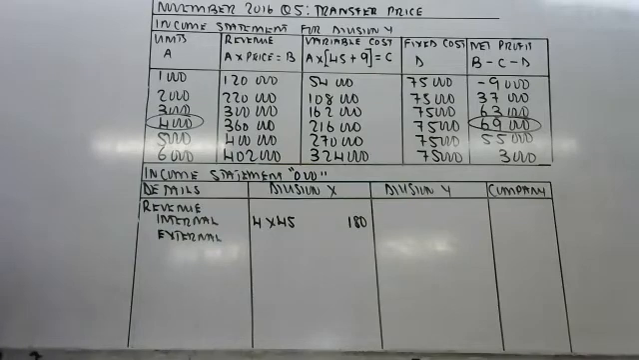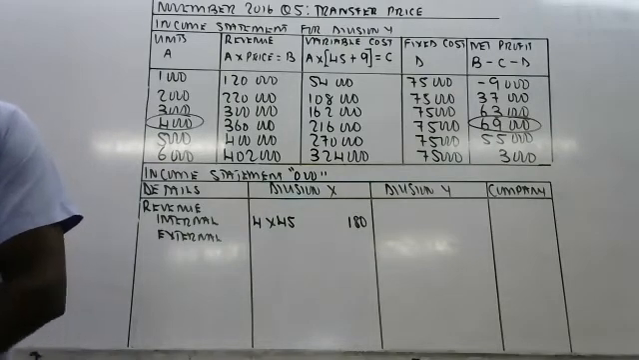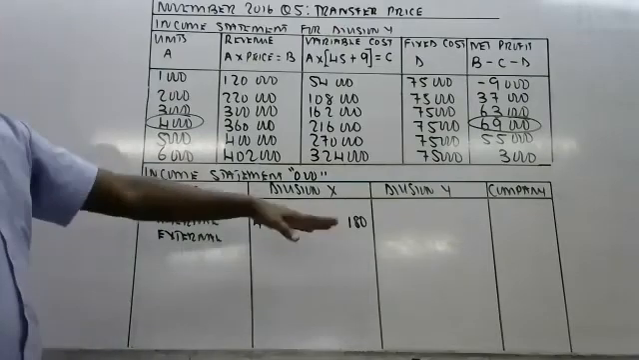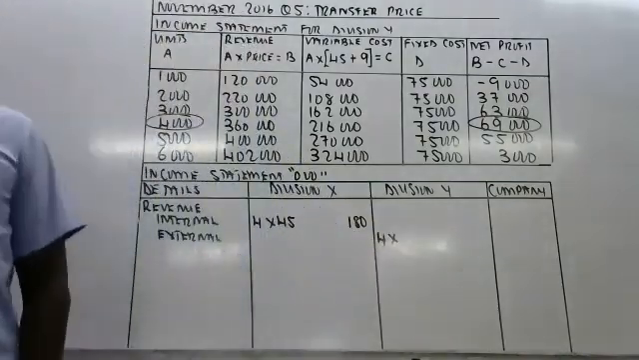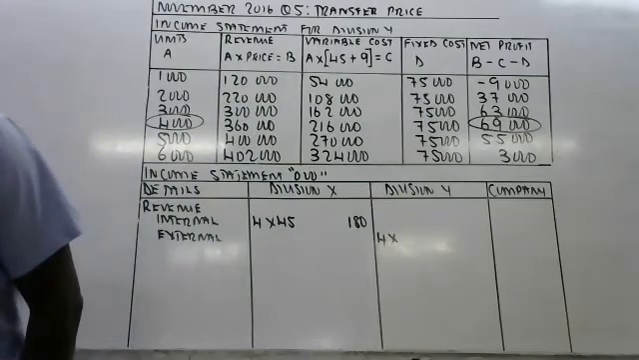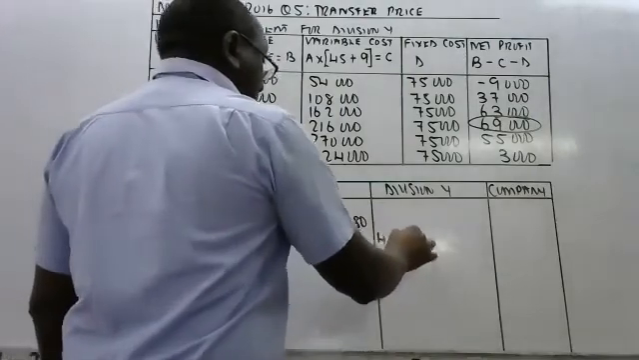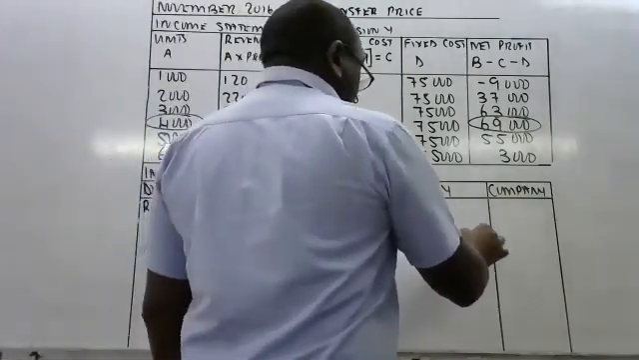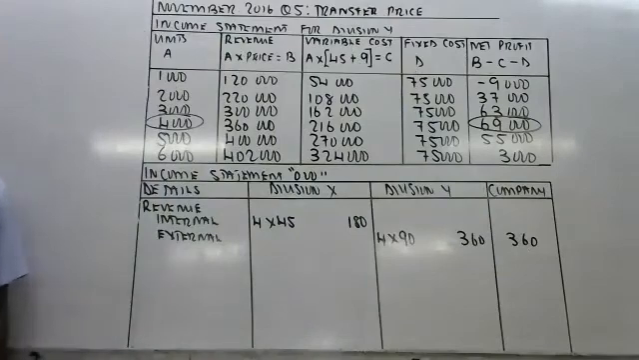The only one we are told about the external is Y. Even though X is selling to the external market, we are not told at what price, so we just ignore that. Y is going to sell 4,000 units to the external market, at a price of 90. So that gives us 360, and this 360 will find its way into the company.